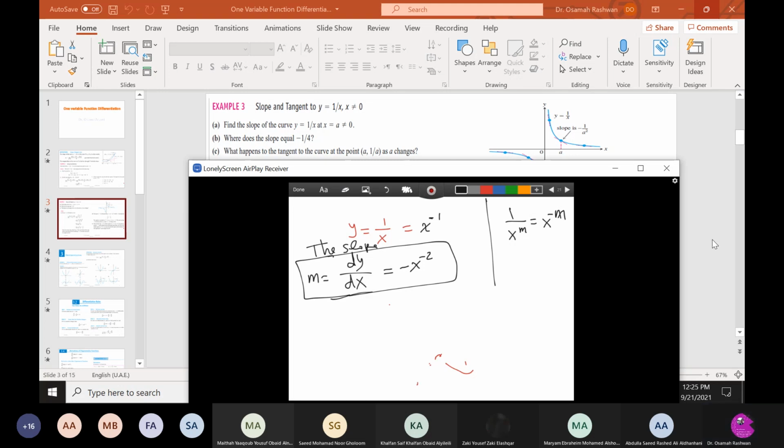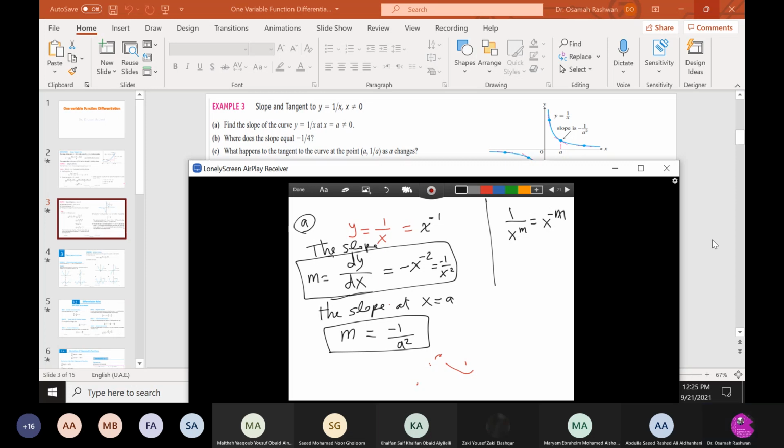Okay. Good. He's asking you to have the slope at x equal to a. What you are going to do, it is better to write this one -1 over x squared. Okay. At x equal to a, m equal to what? -1 over, I replace x by a. So this is the slope at x equal to a. So I solve section A, right?